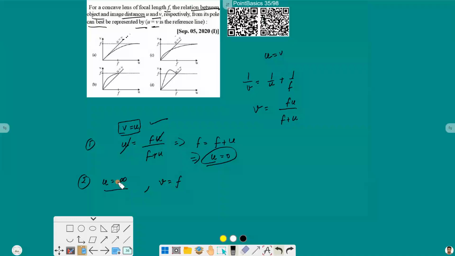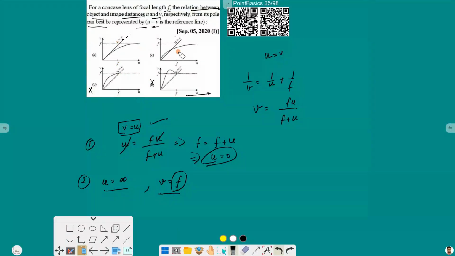So when we increase the value of u in any graph, the value of v must saturate to f. And here we can see that in option D, we are not going to infinity. So option D is rejected. In option B also, we are not going up to infinity, so option B is also rejected.